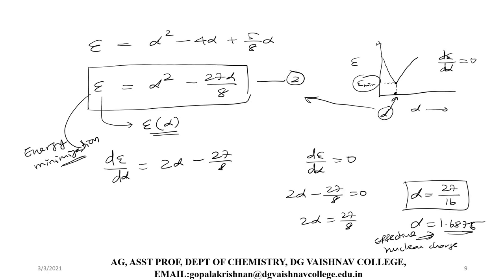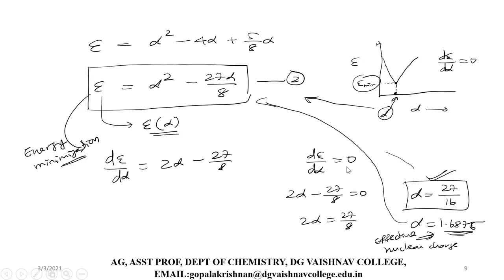So why do they feel less charge? Because of screening. One electron screens the other electron. So because of the screening effect, the electron feels less charge of the nucleus, which we call the effective nuclear charge. At alpha value equal to 27 by 16, or 1.6875, we will get the minimum energy. So I am going to substitute this alpha value in equation 2 and calculate the minimum expectation energy for the ground state of helium atom using variation method.